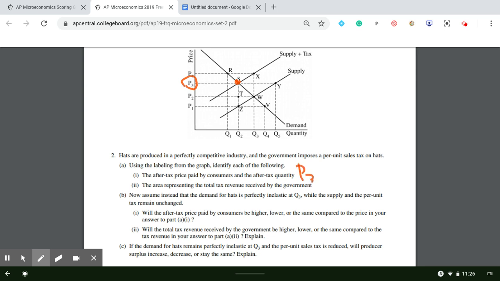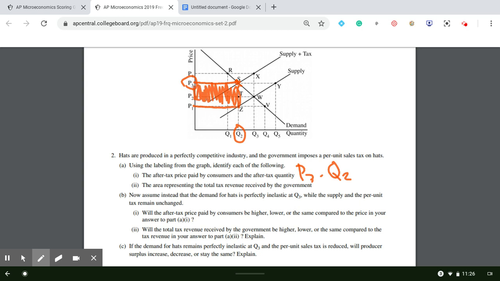And if you go down here, this is Q sub 2. All right. Area representing tax revenue received. So this is the price paid by consumers. You come down here to the supply curve, and this is the price that the producers get. This Q sub 2 is the quantity. So this area right here is the tax revenue.